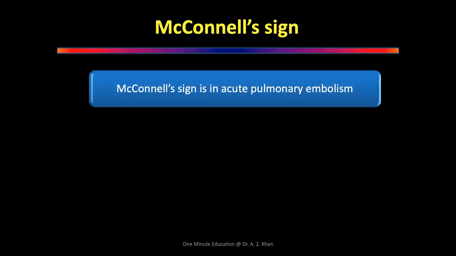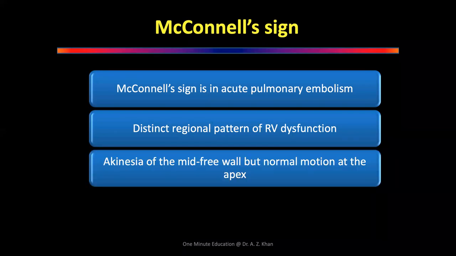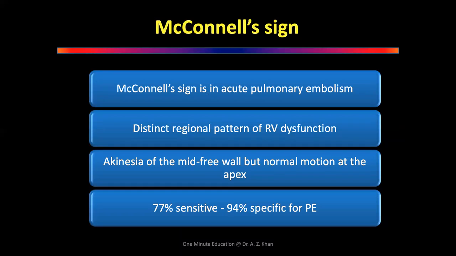Okay, it's in acute pulmonary embolism. It's a distinct regional pattern of RV dysfunction, where there's akinesia of the mid free wall, but normal motion at the apex, okay? And this is quite a decent one, about 94% specificity for pulmonary embolism. So when you do an echo, not only do you look for dilatation of the left atrium or evidence of raised PA pressures, but you also look for movement of the free wall of the right ventricle. If there is abnormality of movement of the free wall of the right ventricle, it is a sensitive sign to tell you that there is something going on in the pulmonary artery, i.e. a pulmonary embolus, acute pulmonary embolus, okay?